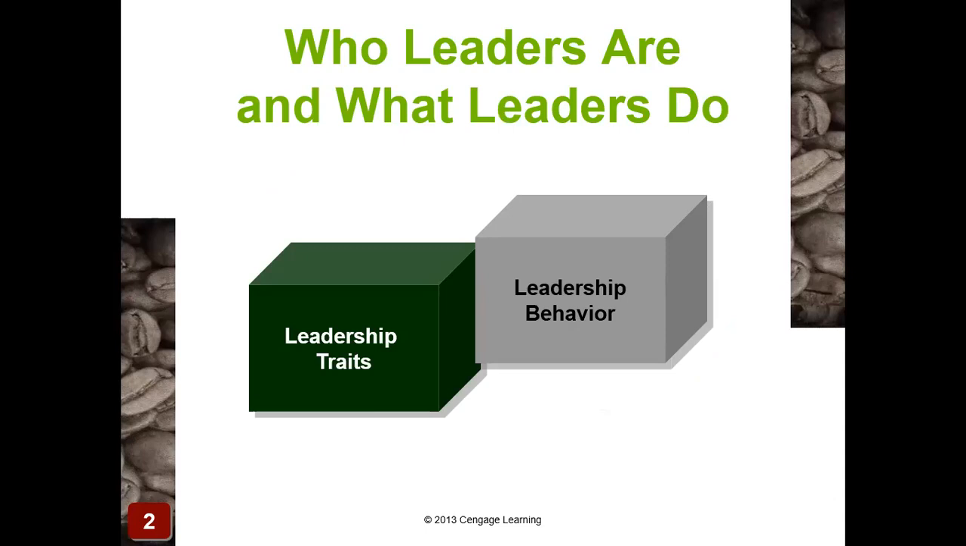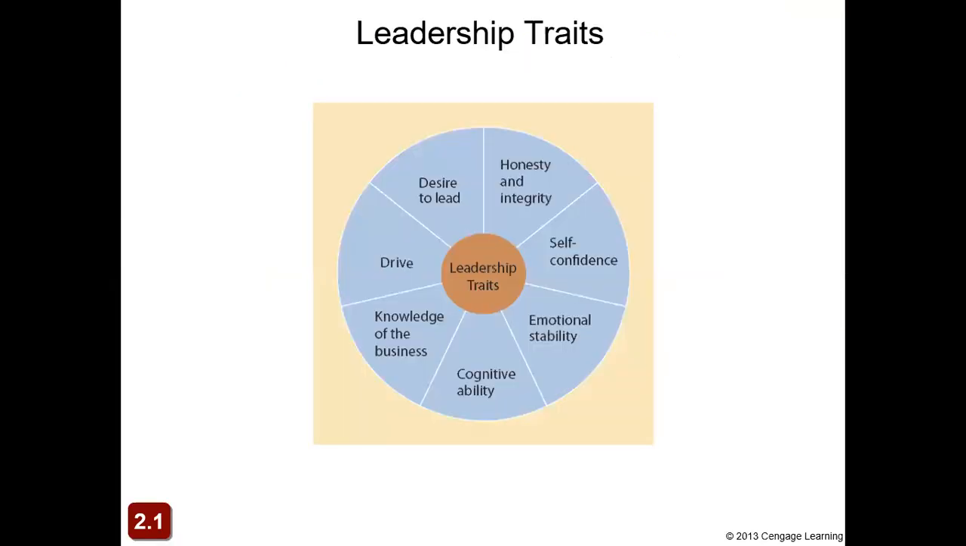Who are leaders and what do they do? There are different types of leadership traits and behavior. We're going to look at some. There are some traits that we think, and again, these are not always perfect, but just identify them for the exam. Usually they're self-confident. There's a sense of emotional stability, cognitive ability, knowledge of the business, a certain drive to get things done, desire to lead, and honesty and integrity. So these are some traits that have been identified in leaders. Again, just to point out, they're not saying this for every leader, they're just saying these are traits that they've identified.